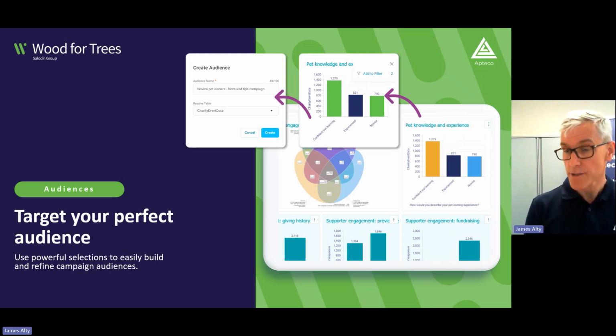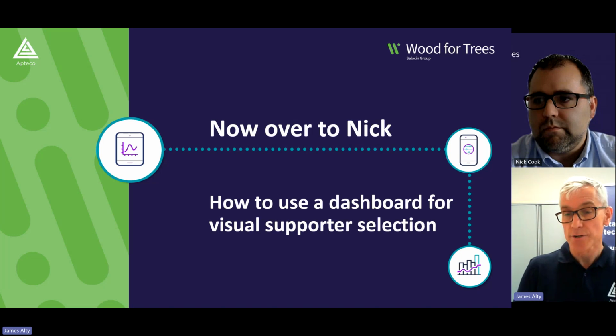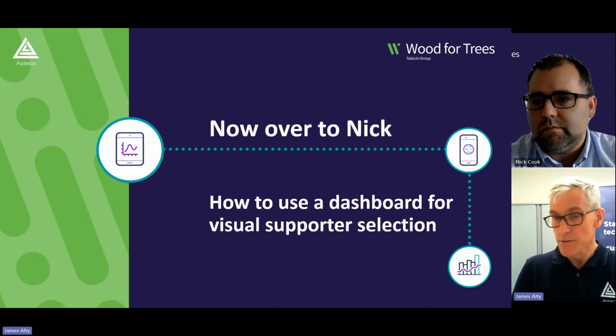So as you work across a dashboard, using the tiles and using the tabs and using the visualizations and finding your way into the patterns in the data, automatically we're tracking what you're doing so that you can then create an audience of those people. And that audience, as we will learn today, can be used for all sorts of purposes, including automated email supporter journeys. So let me hand over to Nick, and he's going to show you how to use a dashboard for visual supporter selection.